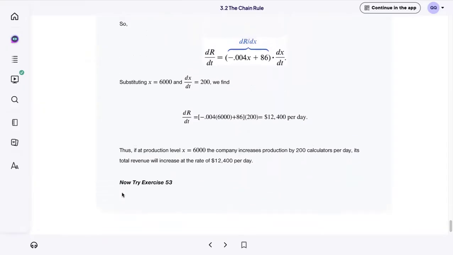Okay, so yeah, these two sections talk about the product rule, quotient rule, and chain rule. All right, so let me stop here.